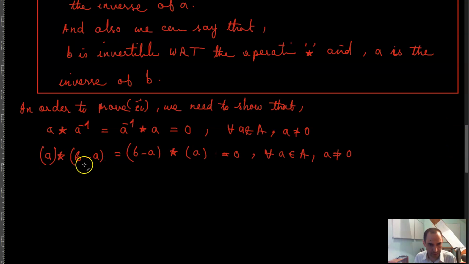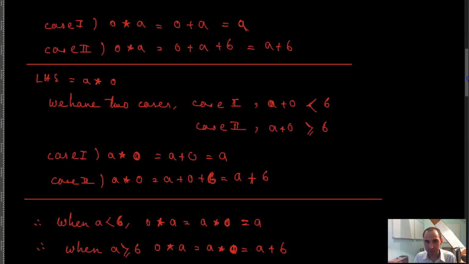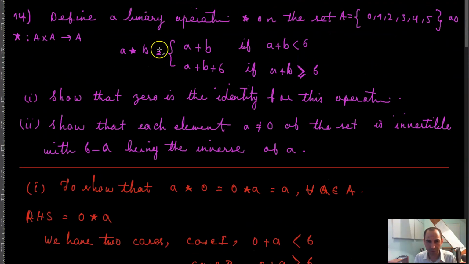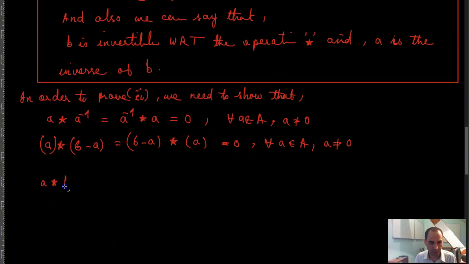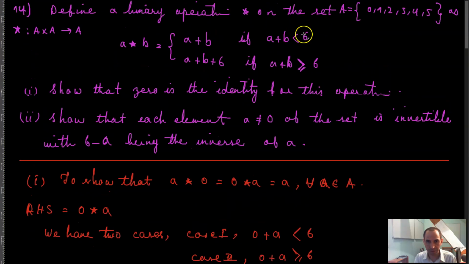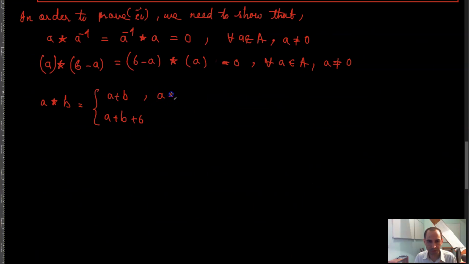So now what this means is that over here we know that A is not equal to 0, right? And I have A star 6 minus A. Now over here we said that we had this condition, that A star B is equal to A plus B, and A plus B plus 6. A star B is A plus B for the case when A plus B is less than 6, and A plus B plus 6 for the case when A plus B is greater than or equal to 6, right?